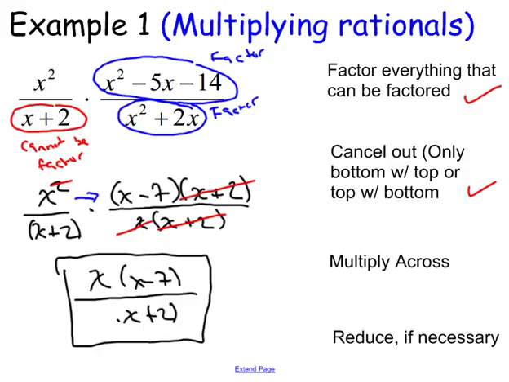And you know, the multiply across step, all that really means is just whatever is left on the numerator, put it together, and whatever is left on the denominator, put it together. You don't have to actually distribute this to get something. You can leave it like that. So this is your final answer.